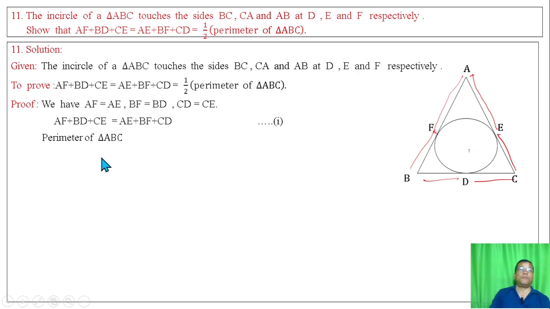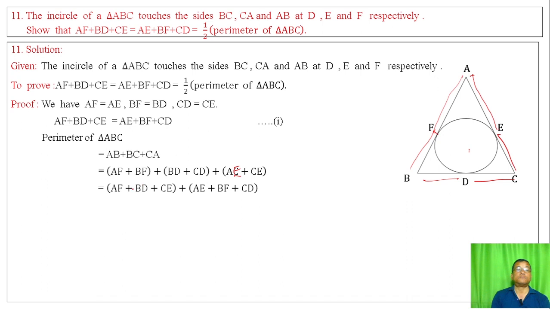The perimeter of triangle ABC is AB plus BC plus CA. AB is broken down as the sum of AF plus BF, BC is the sum of BD plus CD, and CA is the sum of AE and CE. AE plus CE.